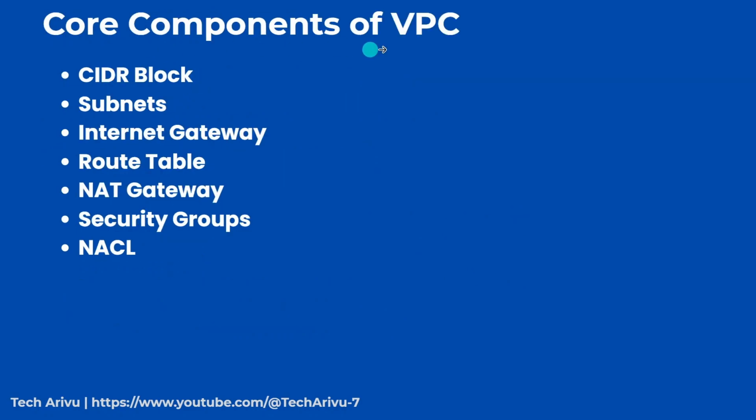The core components of VPC. The CIDR block. The CIDR block defines the IP address range for our VPC. Think of it like allocating house numbers inside our apartment complex. And we have subnet, internet gateway, route table, NAT gateway, security group, and NACL. We'll explain each with an example.